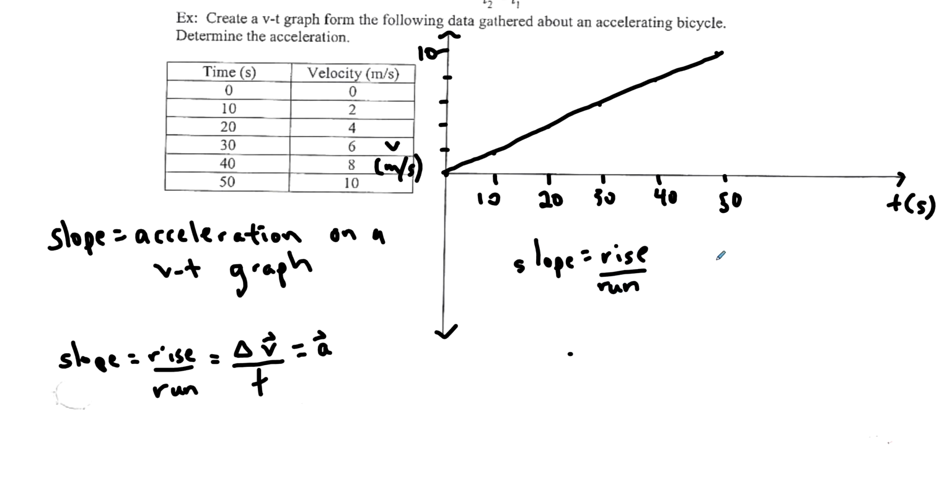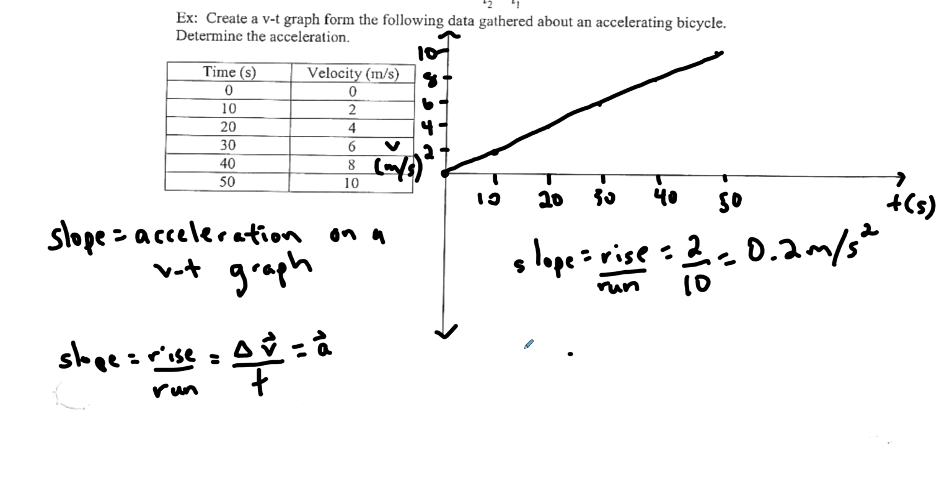Okay, so let's just figure out what that is. Well, let me go from this first point to the second point. To do that, I rise, remember these go up by 2. So I rise 2 and I run 10. Rise 2, run 10. To go here, rise 2, run 10, and so forth. So 2 divided by 10 is 0.2, and that's the slope, but it's also the acceleration.